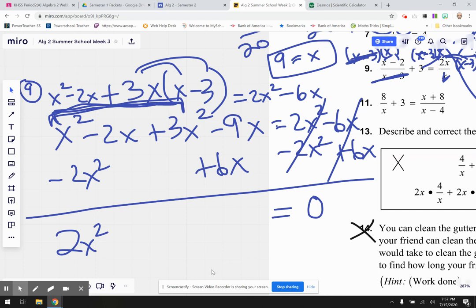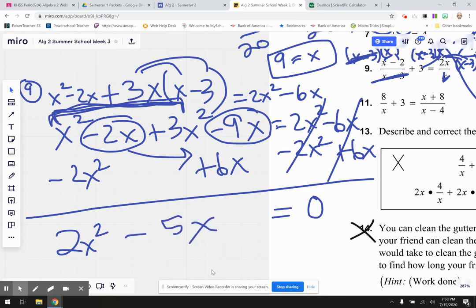Negative 2x, positive 6x, and negative 9x. So negative 2x with negative 9x is negative 11. But when you add 6x, you're actually subtracting and getting a negative 5x. And then that's it. So now we can take out an x because we can take out a GCF.